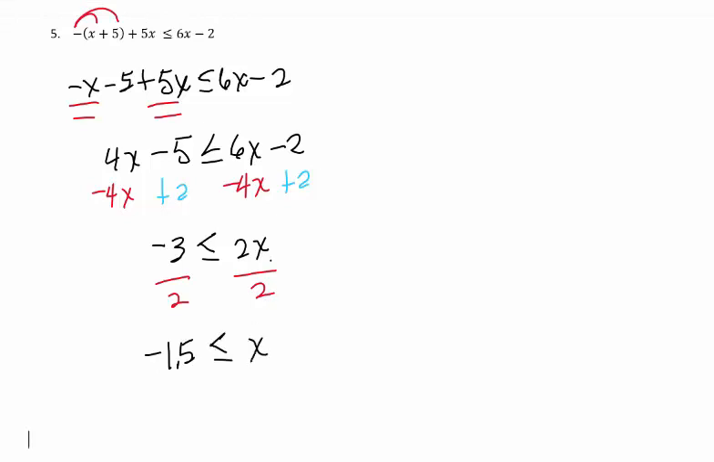Now I tend to want to write the x on the left, so we're going to just take this entire thing and flip it over. So x, notice how the greater than symbol points, so the larger part of the inequality points toward x, so it should still point toward x. X is greater than or equal to -1.5.